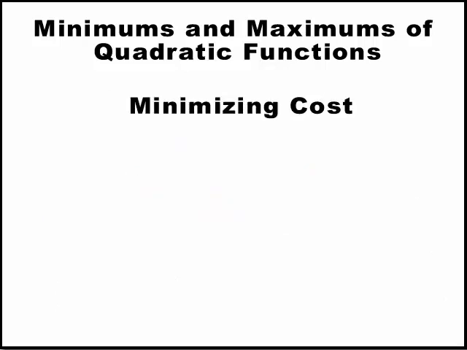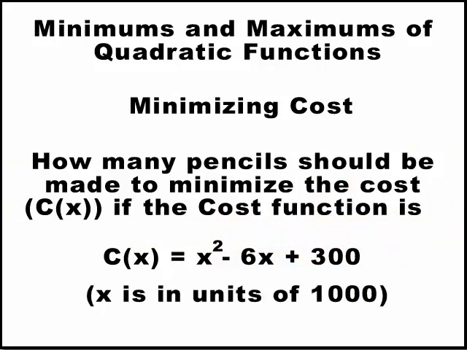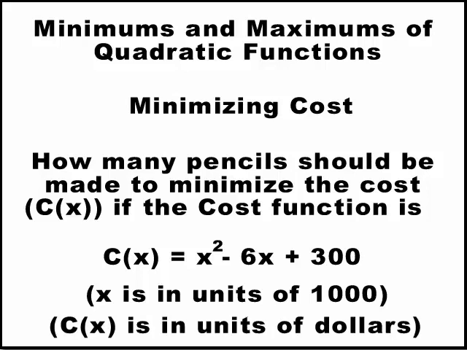All right, let's do a minimize example now. Usually you want to minimize your cost, right? You want more money coming in, more revenue, less cost. Question is, how many pencils should be made to minimize the cost if the cost function is the one below, x squared minus 6x plus 300. A little sidebar: the x are in units of 1,000. So whatever the x value is when we're finished, we're going to multiply it by 1,000. And the c of x, the y value, is in units of dollars.